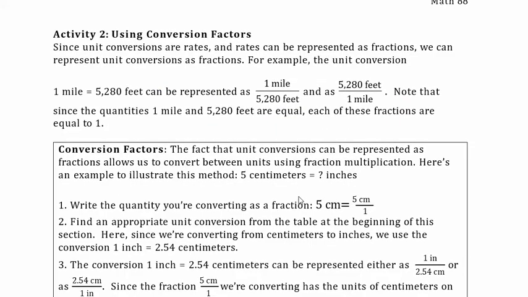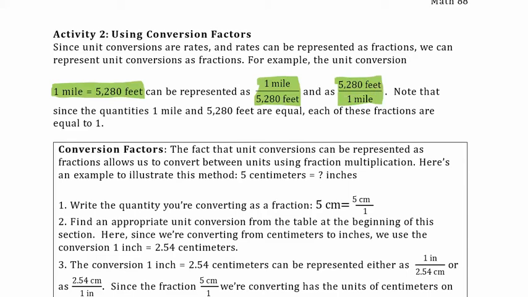Estimating is not going to be the best all the time, right? Sometimes we need more exact quantities, although estimation works in a lot of places. But if we want a more exact answer, we're going to use something called unit conversion factors. Since unit conversions are rates, and rates can be represented as fractions, we can represent unit conversions as fractions. For example, the unit conversion 1 mile equals 5,280 feet can be represented in two different fractions. So what we're going to do is take one of the values and put it in the numerator and the other one in the denominator. Or we could switch it.